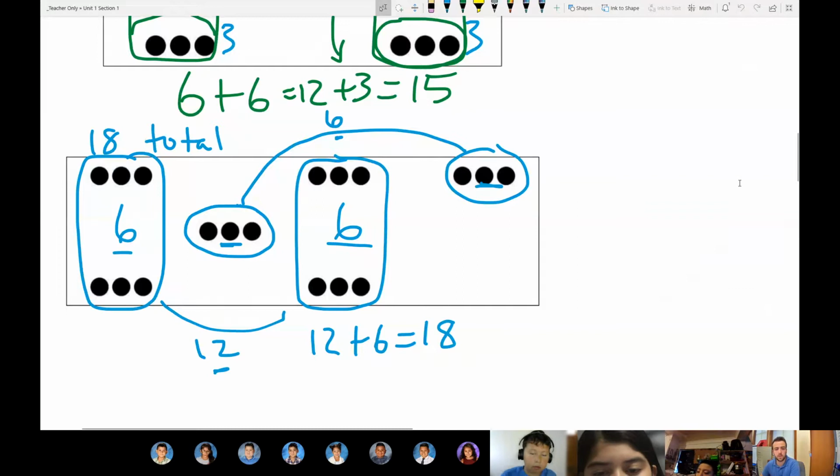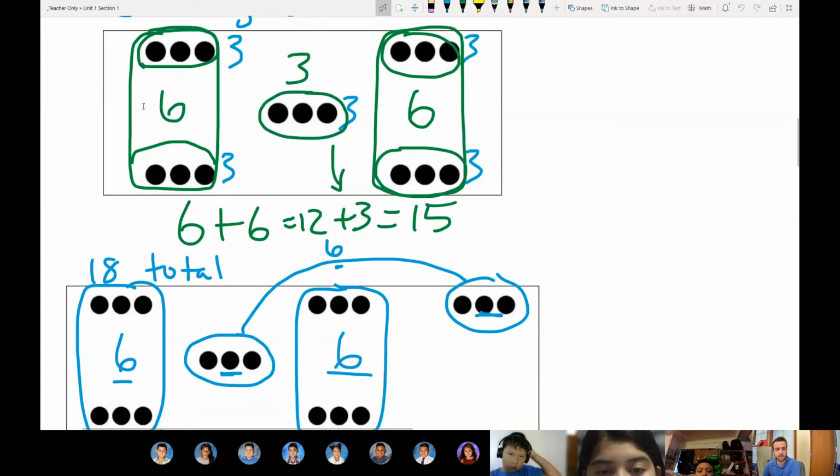So it sounds like you used what you did in the first one. You can even see the pictures are very similar, where you group the 6 and group the 6. Oh, my light's turning off. So you used what you knew in the first one and it helped you in the second. Oh. You guys see that? Very smart thinking, Abasai. Very smart.